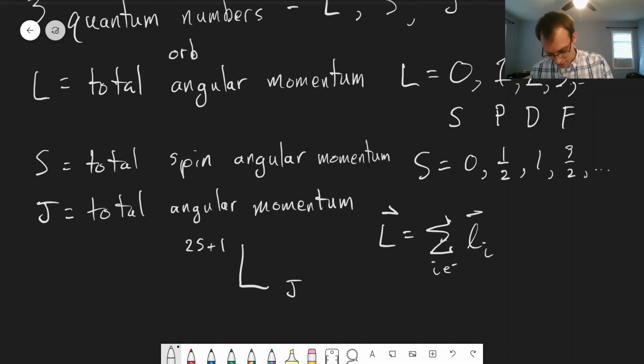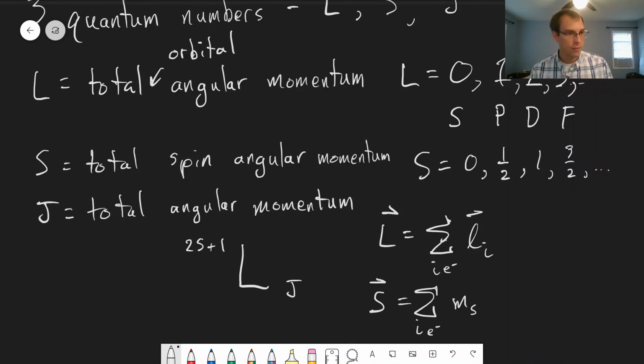I missed a word here. This is the total orbital angular momentum, and that's what makes L different than J. This is all the l values of each individual electron. So say we have 2 s electrons. Both of those l values are 0, and so capital L would also be 0. And then our S vector is going to be equal to the sum over all of our i electrons of the s values.